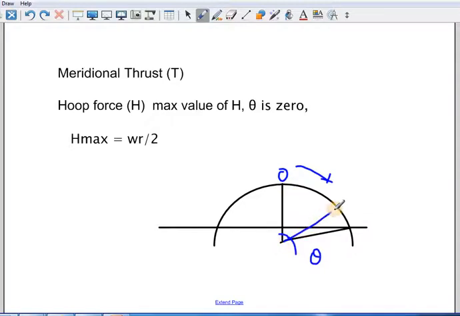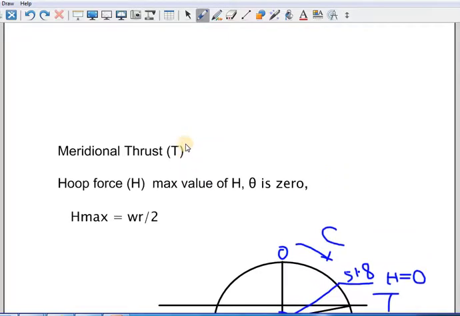We have further seen that when theta is equal to 51.8 degree, H is equal to zero at that particular ring, that particular band. Above this you will have compression, and below this you have tension. The magnitude of H will be tensile in nature below, and compressive above.